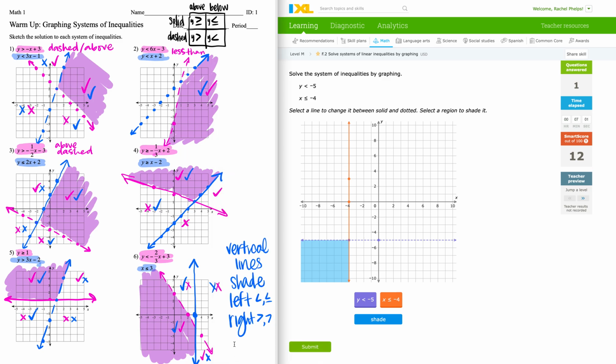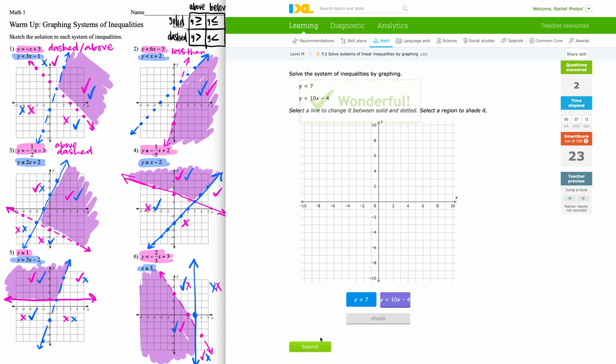Over here, if you remember, when the lines are vertical, our less thans were shading to the left because those are actually smaller x's, and our greater thans were shading right. Okay, so now we're looking at a little bit more like a line we normally look at. Y is less than 7, horizontal line at 7. It is going to be dotted, right? Dotted, dashed. Second line, y is less than 10x minus 4.